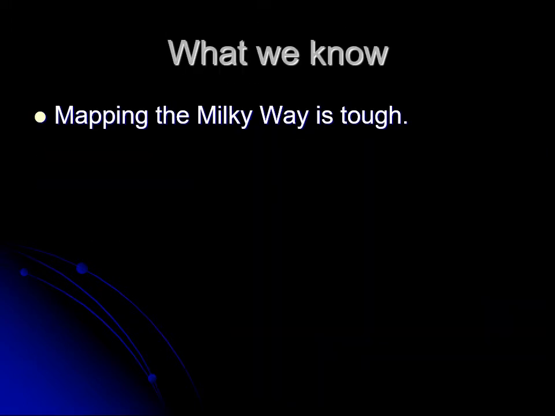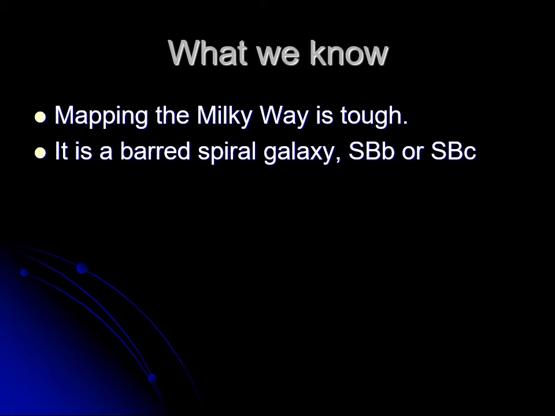Now, we've already learned that figuring out the kind of galaxy that we are in takes a bit of work because we can't see the whole thing. So we're trying to map the Milky Way, figure out where we are in the Milky Way, and so forth. And so that turns out to be kind of tough. We have figured out, again, we said in the last set of lectures, it's a barred spiral. It doesn't have a huge bar, but it does have a bar in there. So it's somewhere between an SBb and an SBc.